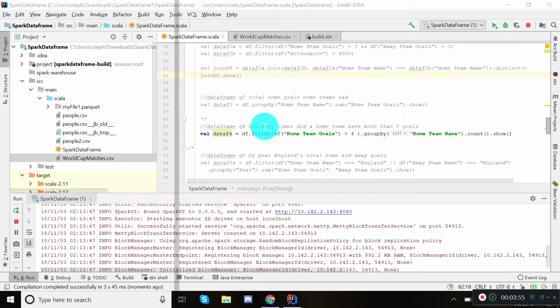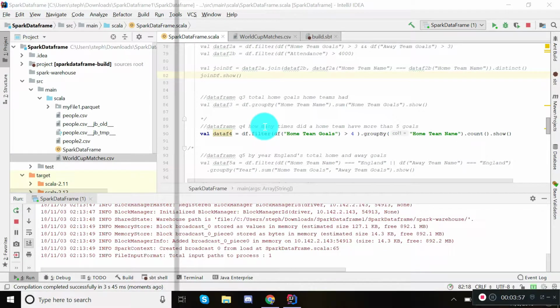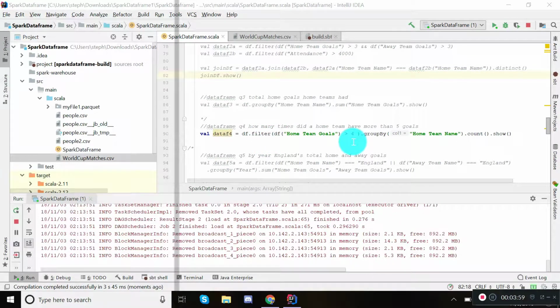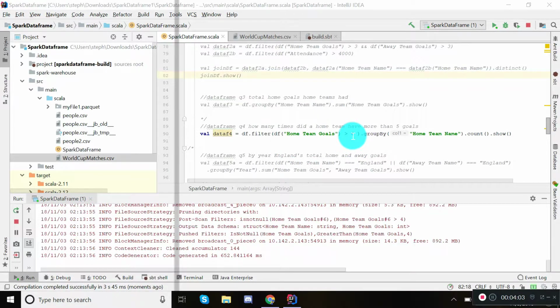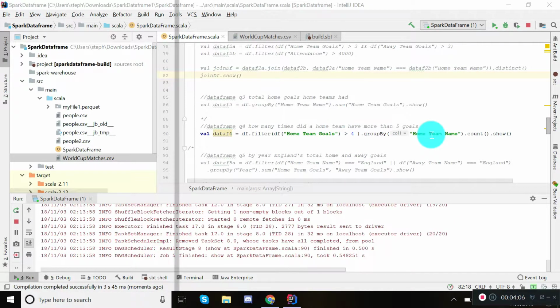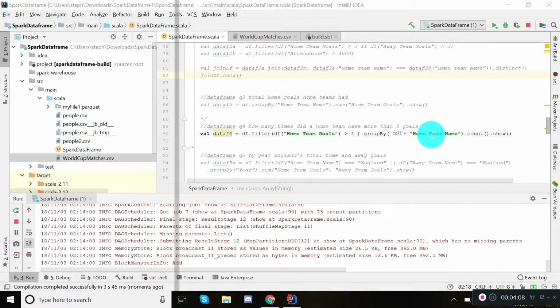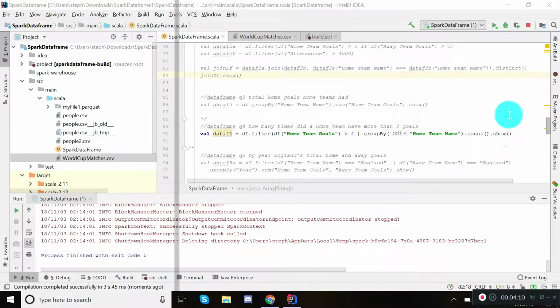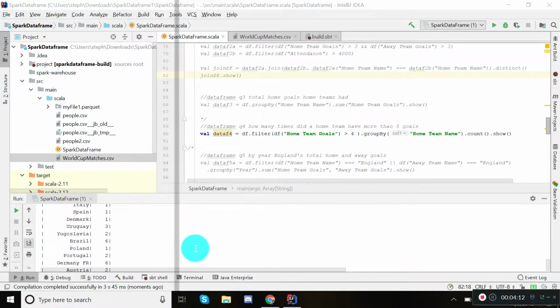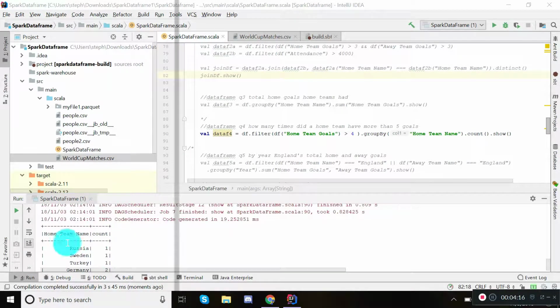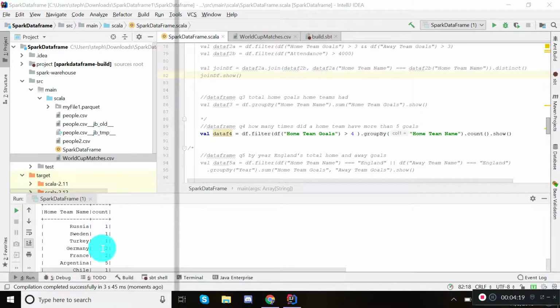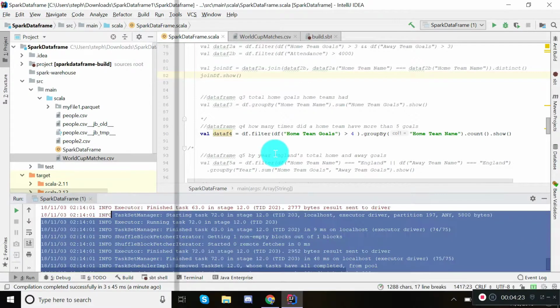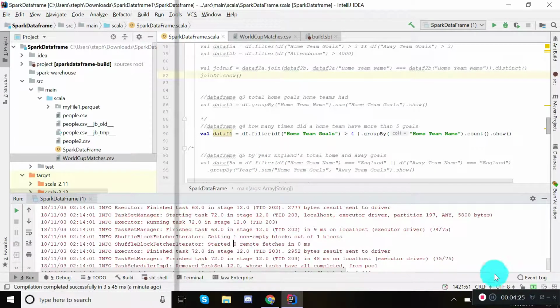Query 4 is how many times did a home team have more than 5 goals. So it first filters them by a home team that had greater than 5, and then it's grouping them by their name. So it's each home team, and then it's counting them, and then obviously showing them. So here's the home team name, here's how many times. So Russia only had it once, Germany only had it twice, and so on.